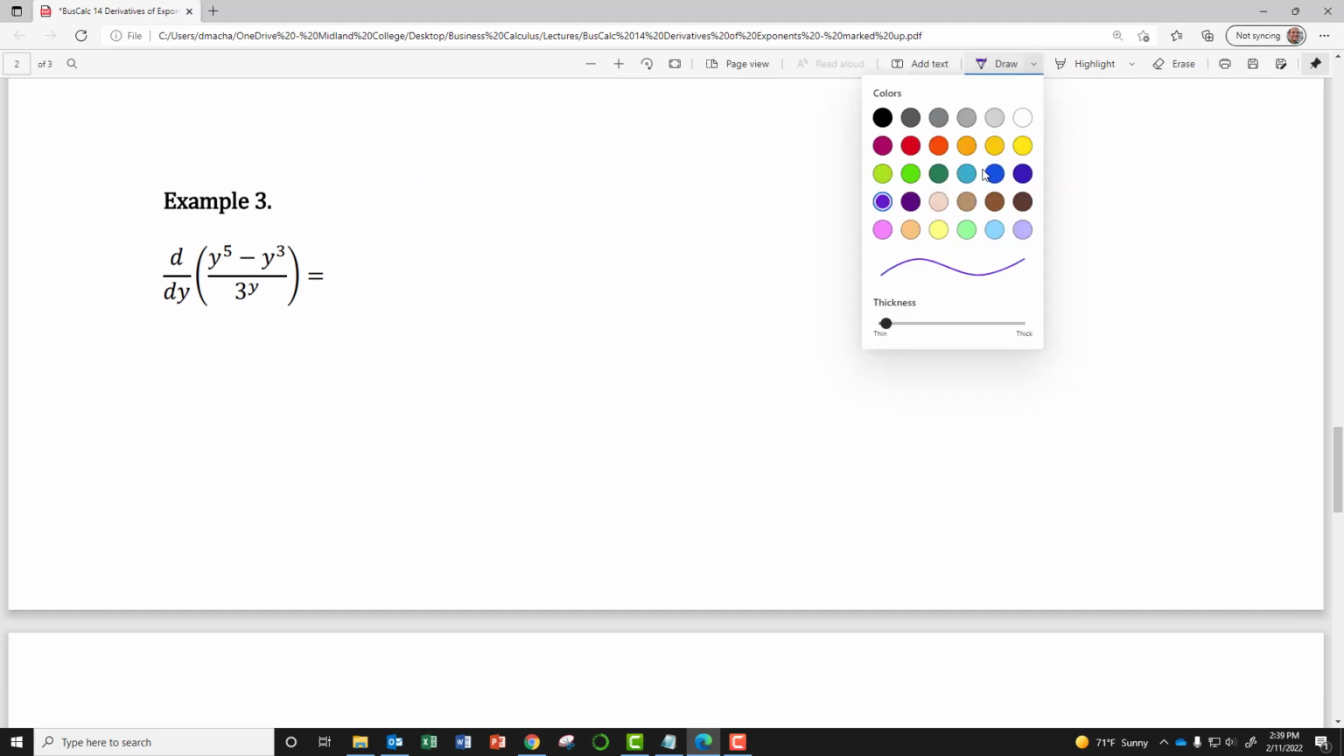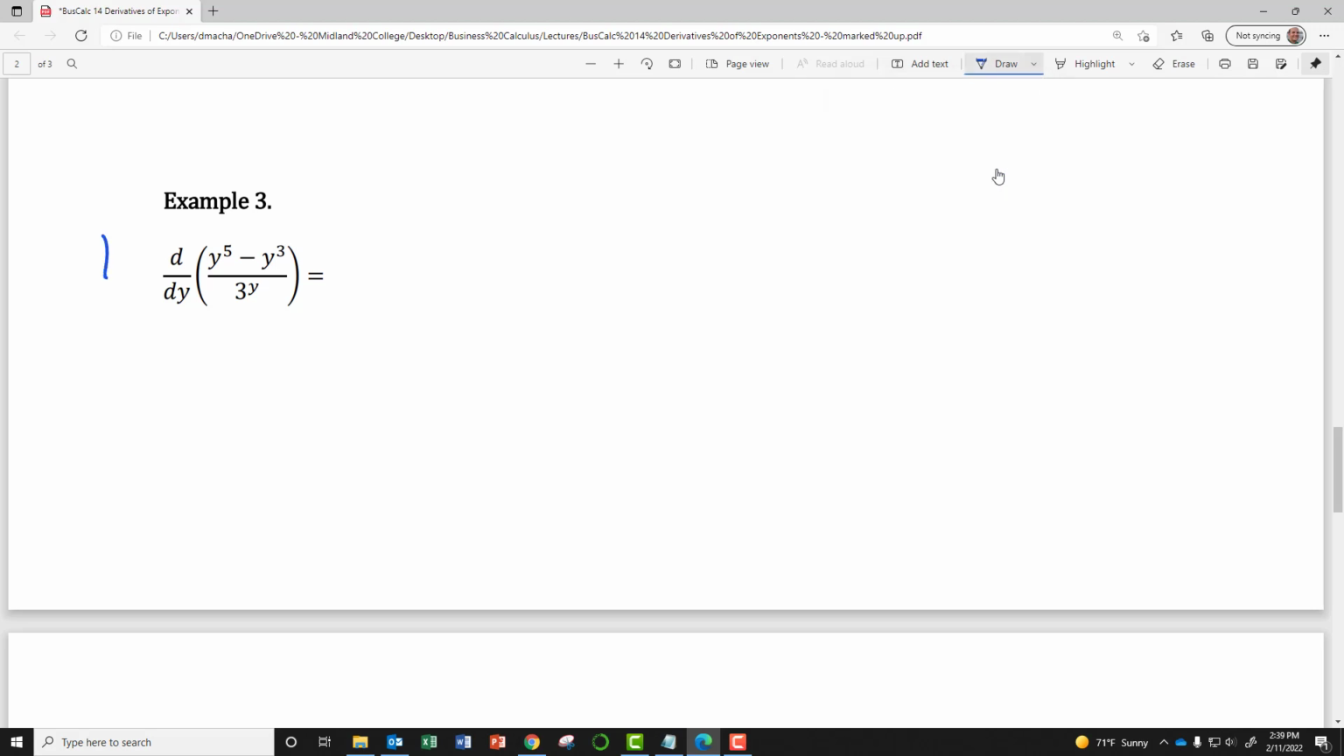Example number 3. Here we go. So maybe a new feel for the problem. We're taking the derivative with respect to y of y to the 5th power minus y to the 3rd power divided by 3 to the y. And again, we have a quotient of two functions, so we have to use the derivative quotient rule.